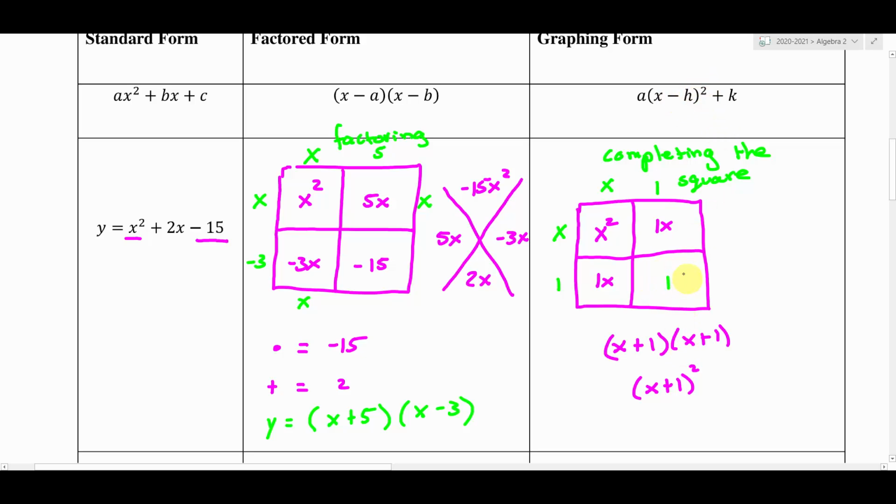Now, here's the problem. The 1 that we got on the end is not the same thing as the negative 15 that we have on the end here. There's a difference between the two. So to correct, if I'm at positive 1, but I need to be at negative 15, I have to subtract 16 from the end of this thing. So we're going to say y equals x plus 1 squared minus 16. Now this thing is going to be the same exact parabola as what we started with over here. In fact, all 3 of these parabolas that we came up with here, whether we use factoring or completing the square, all make the same exact parabola.